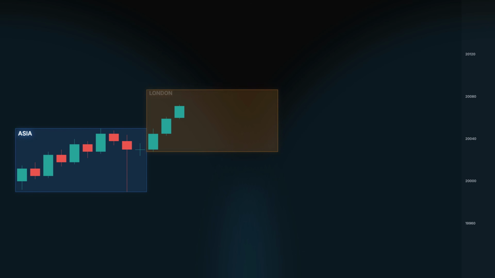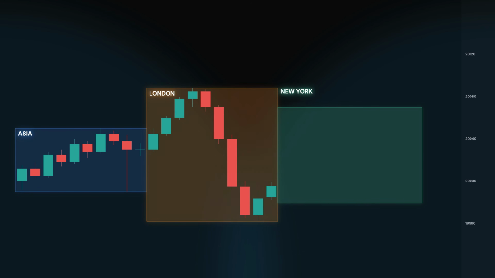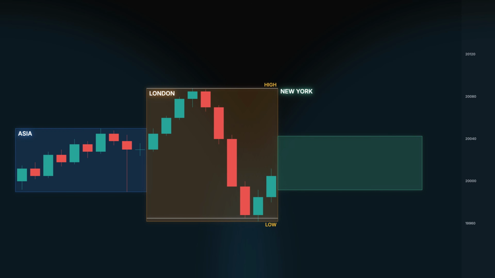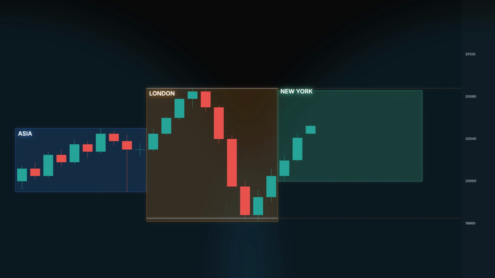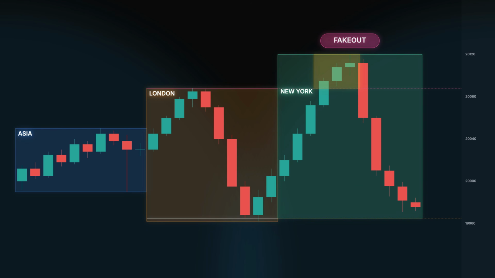So here's the idea. The market moves in sessions. Asia, then London, then New York. Each one builds a range while it's open, a high and a low. And the setup we're trading is what happens when the next session runs past that range and fails.